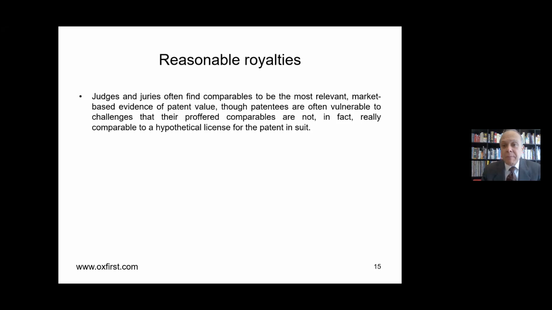Although at the same time, patentees are often vulnerable to challenges that their proposed comparables are not in fact really all that comparable to the hypothetical license for the patent in suit. I will say that judges and litigants often like comparables because there's an analogy that they can readily grasp. When you're buying a house, you want to know what the other houses on the block have sold for. And whether that's a good analogy in the patent context or not, it is one that I have heard on multiple occasions. People can see the parallels.